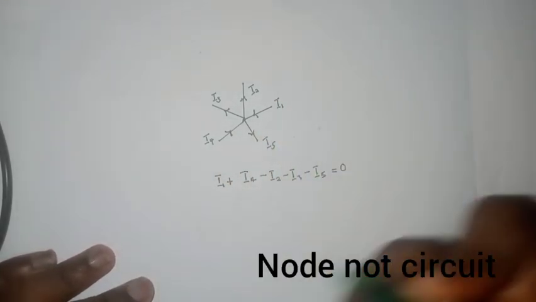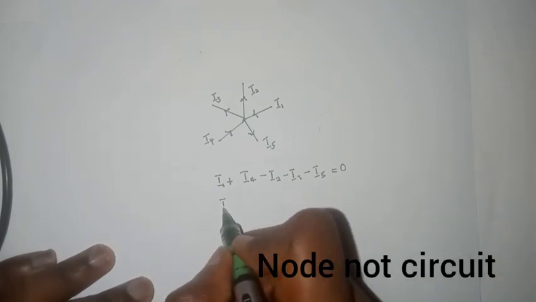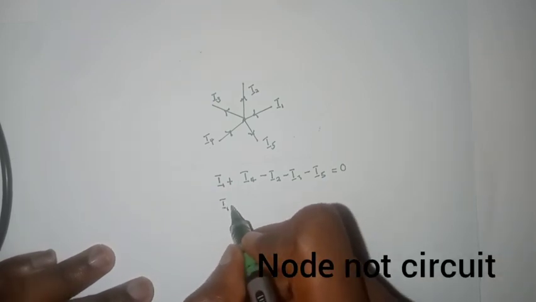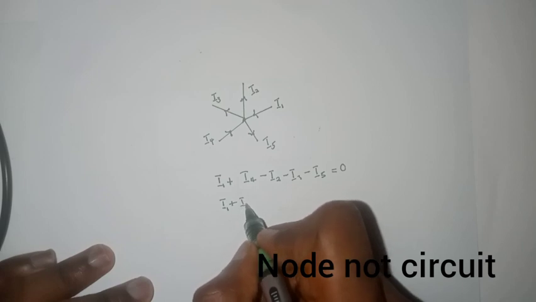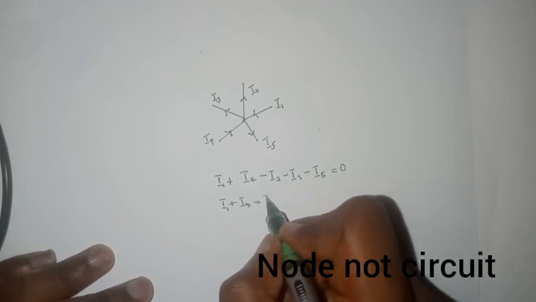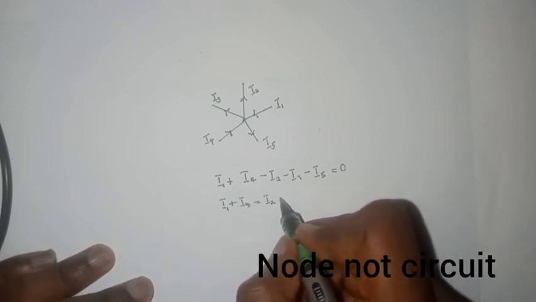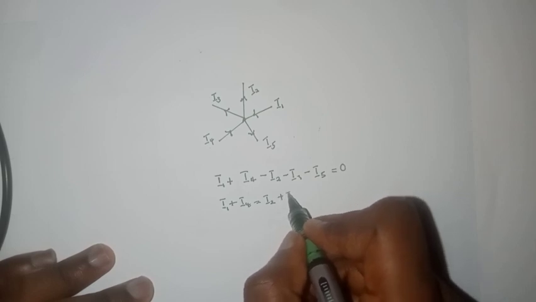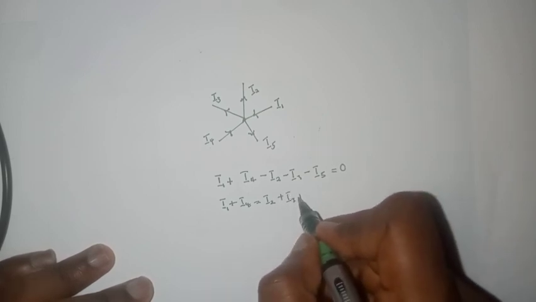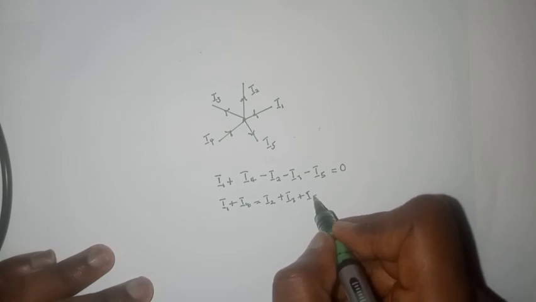Then we can also restate Kirchhoff's current law as the sum of currents entering a circuit, I1 plus I4, equals the sum of currents leaving the circuit. That's I2 plus I3 plus I5.